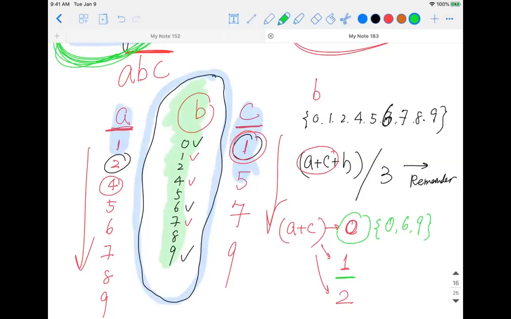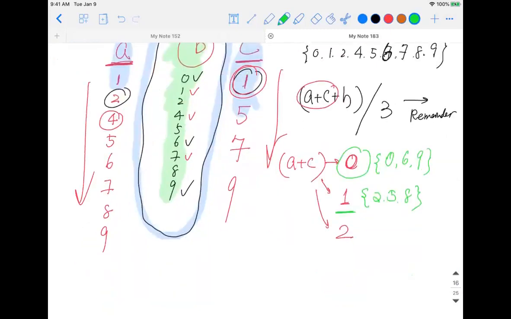If A plus C has remainder 1 when I divide by 3, I need to find a B whose remainder must be 2, right? So 1 plus 2 equals 3. What numbers give you remainder 2? 2, 5, 8. Okay, let's continue. If A plus C has remainder 2, I need a B with remainder 1, since 1 plus 2 equals 3. That will be 1, 4, 7.